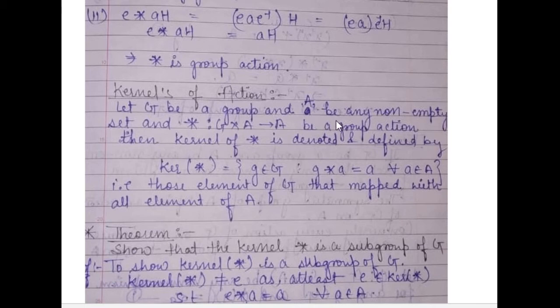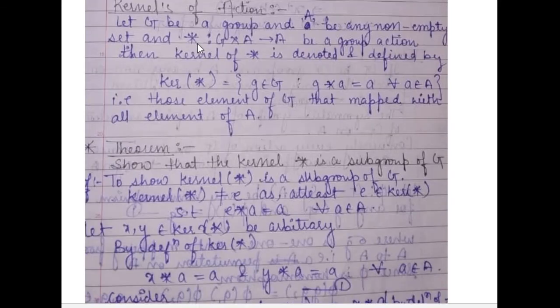So let G be a group and A be a non-empty set, and let star be a mapping from G cross A to A, a group action. Then the kernel of star is denoted and defined by kernel star is equal to those elements G of capital G such that G star A is equal to A for all A belonging to capital A. That is, those elements of G which fix all elements of A. So this is defined as the kernel of action.